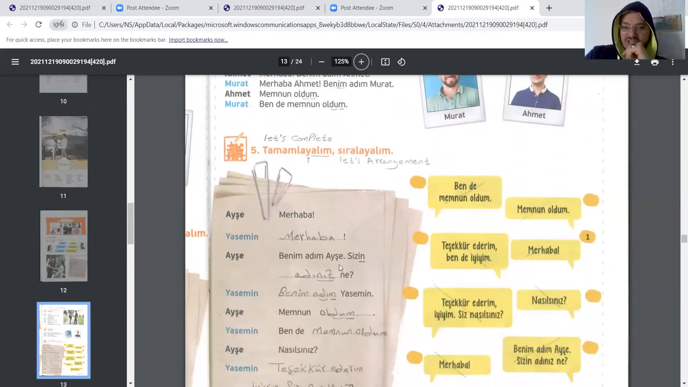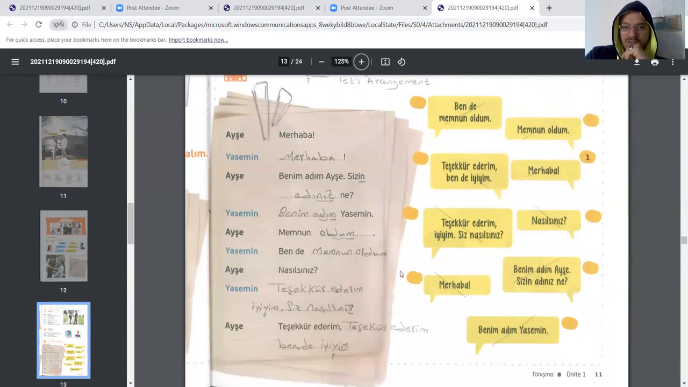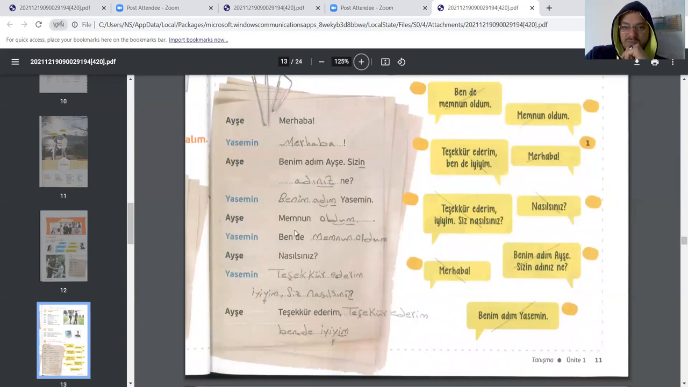Merhaba, benim adım Ayşe. Sizin adınız ne? The academic form. Benim adım Yasmin. Memnun oldum. Ben de memnun oldum. Nasılsınız? Teşekkür ederim. İyiyim. Siz nasılsınız? Teşekkür ederim. Ben de iyiyim.